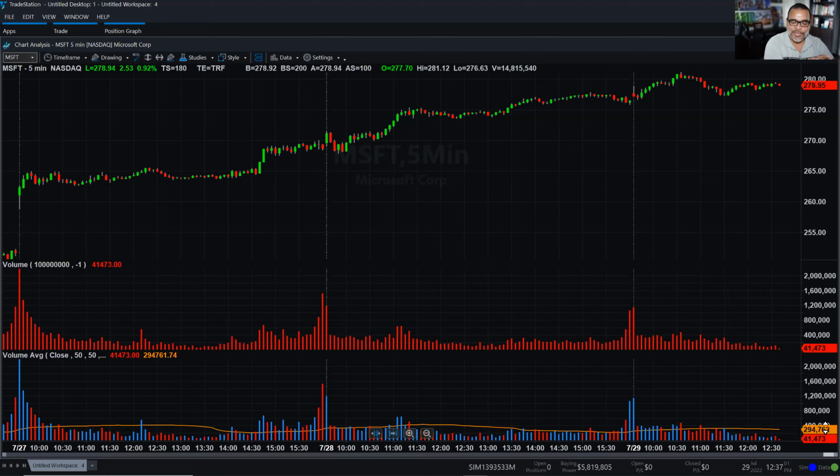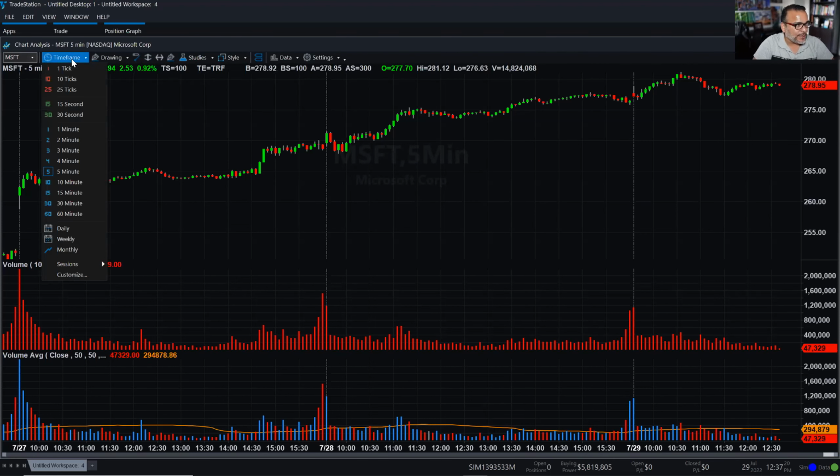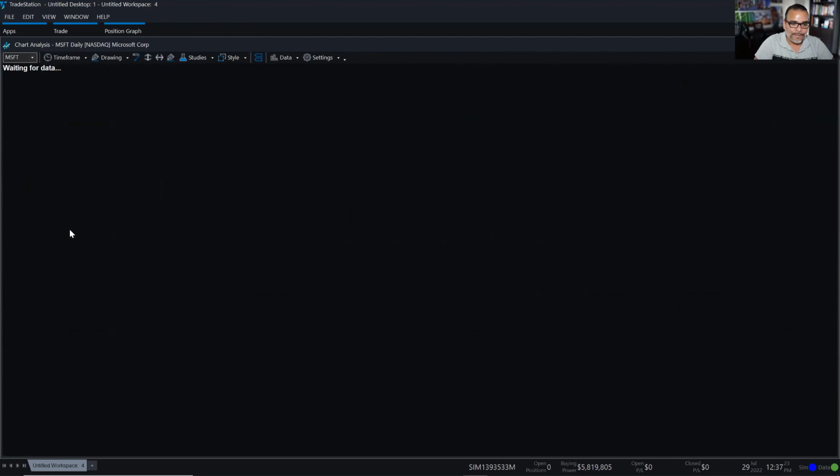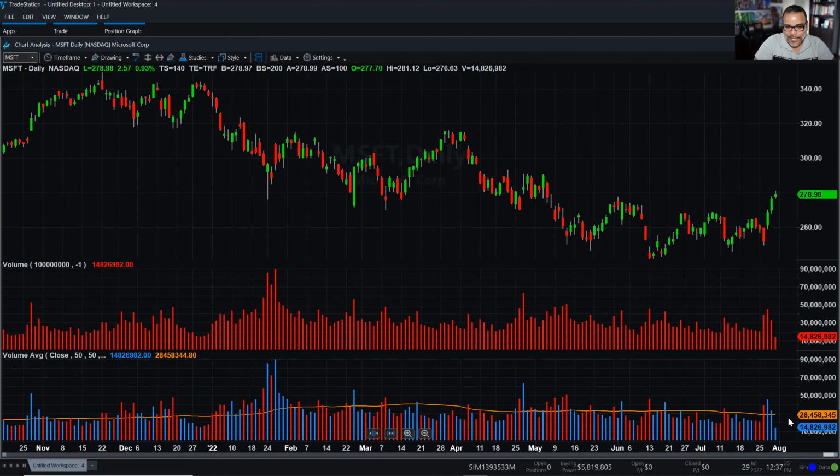Okay, so that average is a 50 bar moving average. The averages in TradeStation, most of the time, will use bars so that depending on the time frame you're using, you get an appropriate average. So this is a 5 minute chart. If I were to change this to a daily chart, let me go here to time frame and daily, you see how the numbers change. And you can see that on average, on a daily time frame, Microsoft trades about 28 million shares a day.